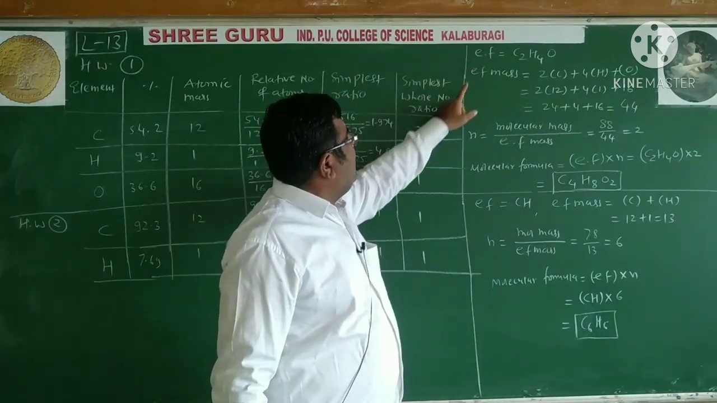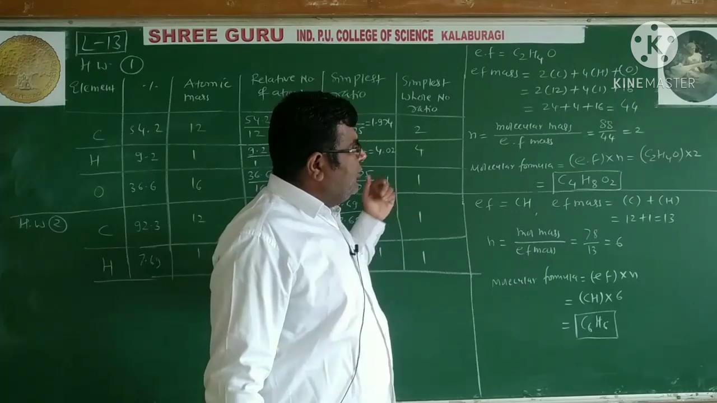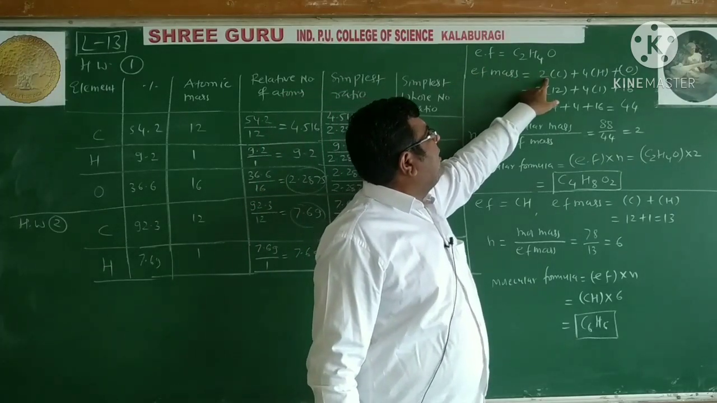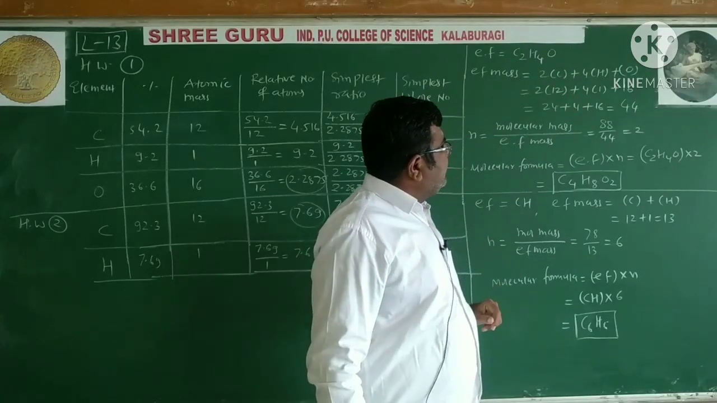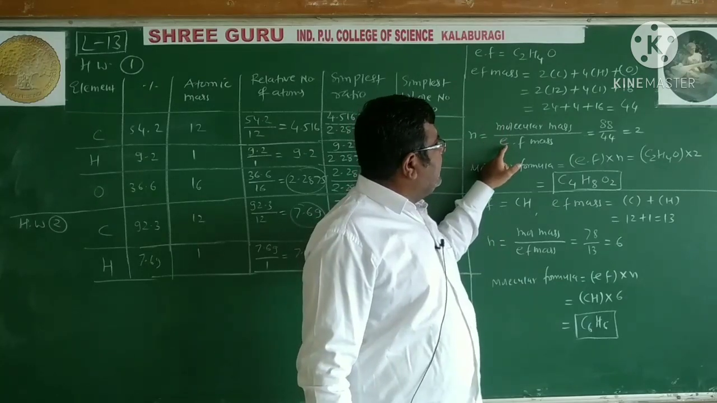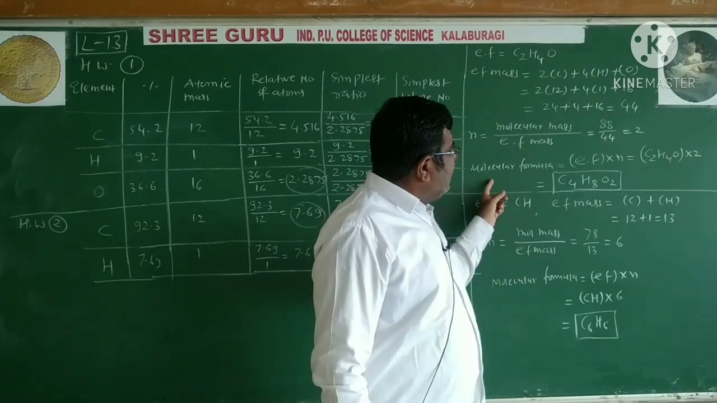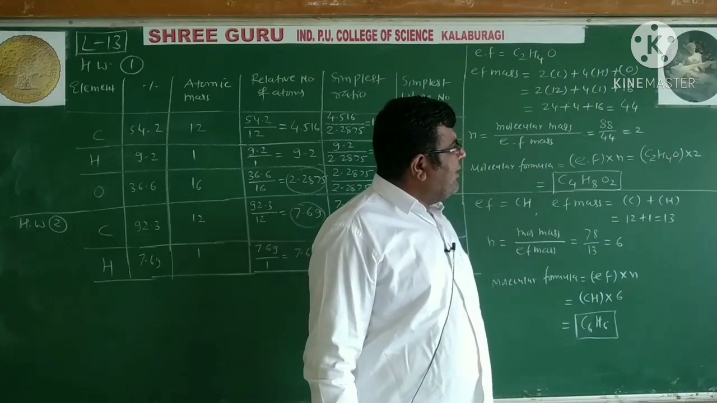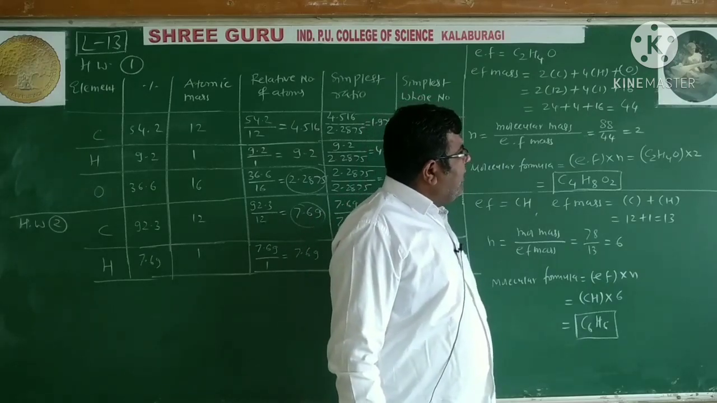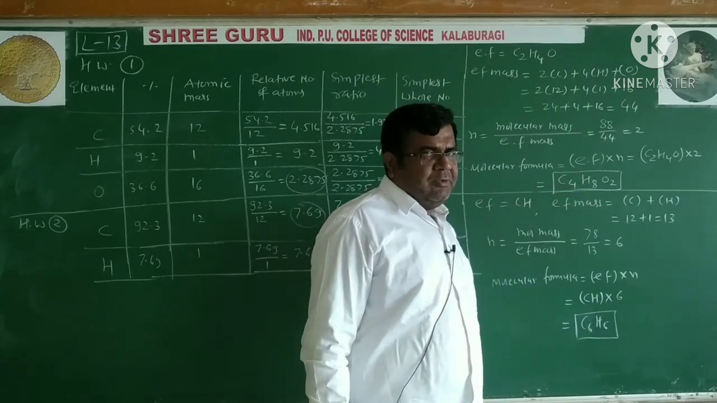So the empirical formula will be C2H4O. 1 means no need to write that one. Empirical formula mass: 2 carbon plus 4 hydrogen plus 1 oxygen, 44. N equals molecular mass by empirical formula mass, 88 by 44, which is 2. So molecular formula is equal to empirical formula into that N. C2H4O multiplied by 2, that is C4H8O2, is the molecular formula.